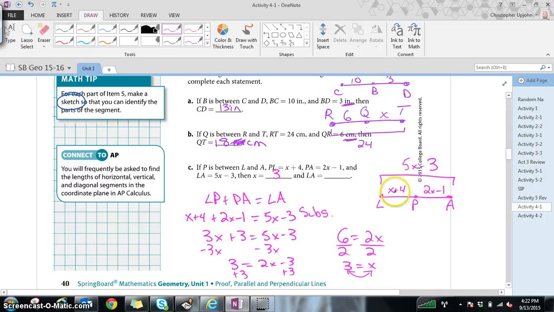So we could substitute it into each one of these separately and then add them up, but the easiest way to do it, again, is using substitution. Substitute 3 in for x in what LA equals, 5x minus 3, so 5 times 3 minus 3. And LA equals 12. And it does not look like we have units, so I'm just going to write units down here. We want to be careful that we're answering the question.